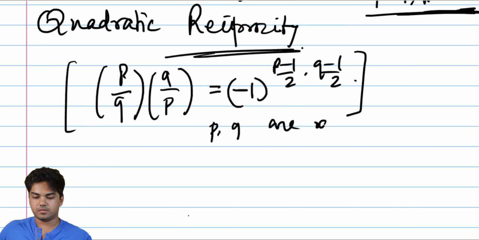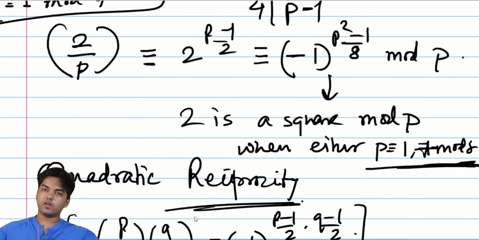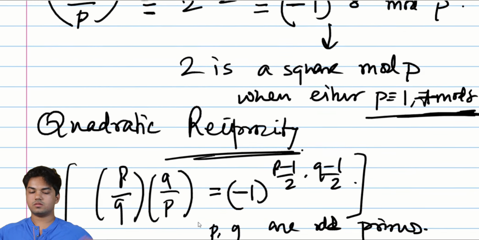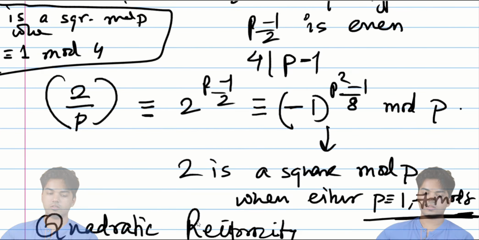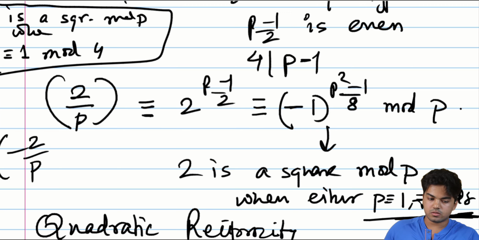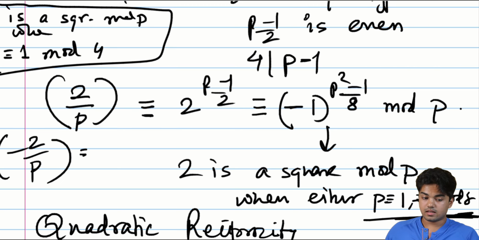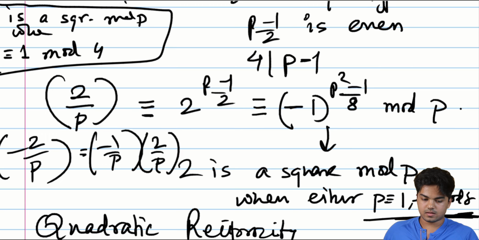P and Q are odd primes. So this does not work if P is 2, but we already covered what happens when P is 2. And that minus 1 is way more helpful than you realize, because you get results like when is minus 2 a square mod P. That can be very helpful. I'll get to why, but it's because of multiplicativity, you get this, right?